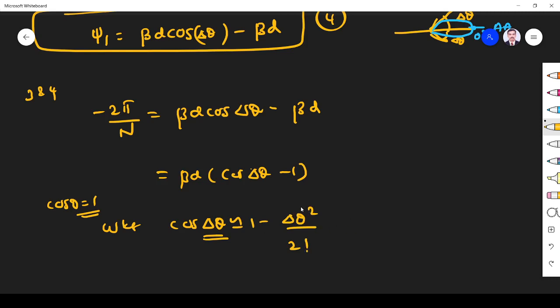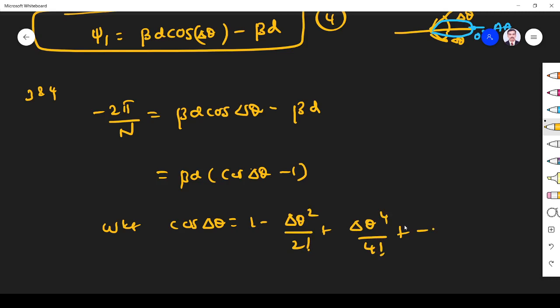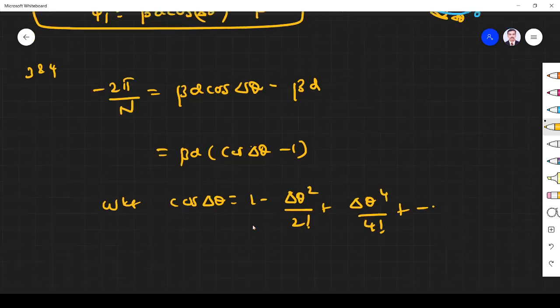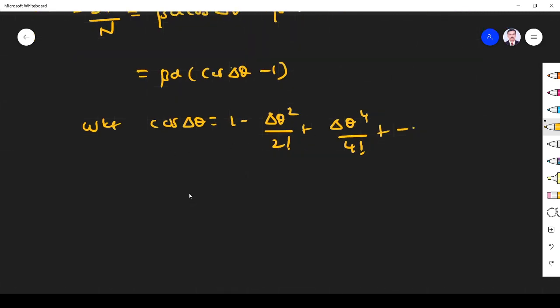Okay, I write the equation properly. cos del theta is equal to 1 minus del theta square by 2 factorial plus del theta power 4 by 4 factorial, and so on. So we take up to the second term. So for small del theta, cos del theta is equal to 1 minus del theta square divided by 2 factorial, right?